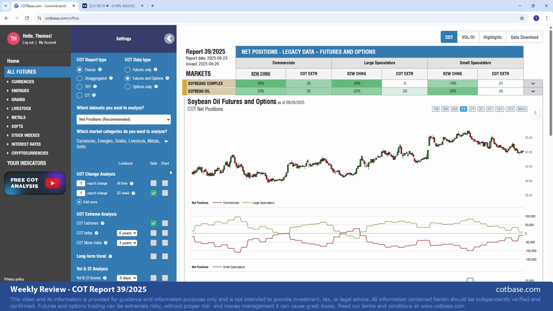Today we're going to be analyzing the 39th Commitments of Traders Report of 2025. And as we always do, we're going to start off by analyzing the largest changes in commercials net positions.